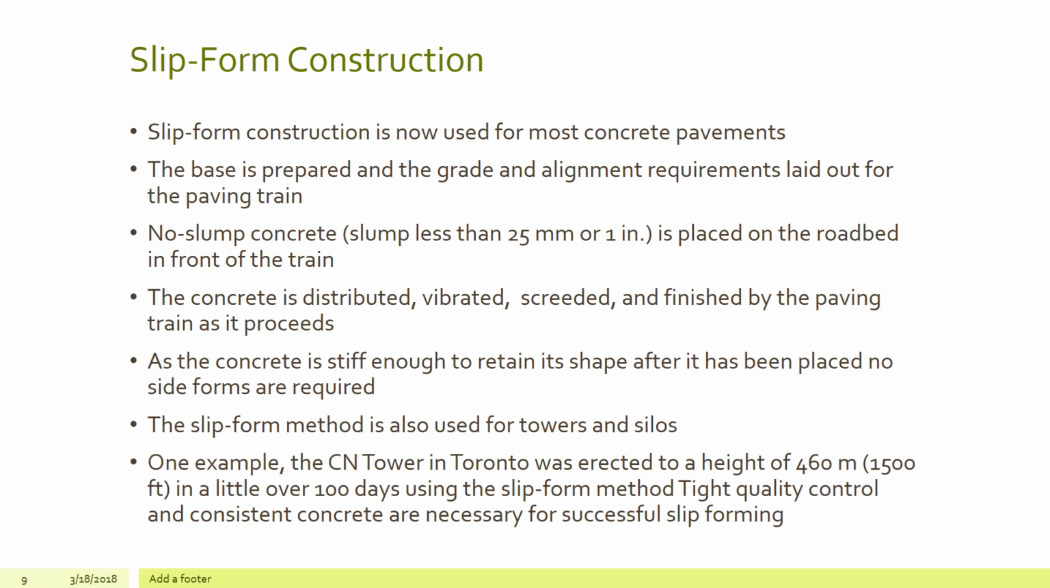The slip form method is also used for towers and silos. For example, the CN Tower in Toronto was erected to a height of 1,500 feet in a little more than 100 days using the slip form method. Tight quality control and consistent concrete are necessary for successful slip forming.